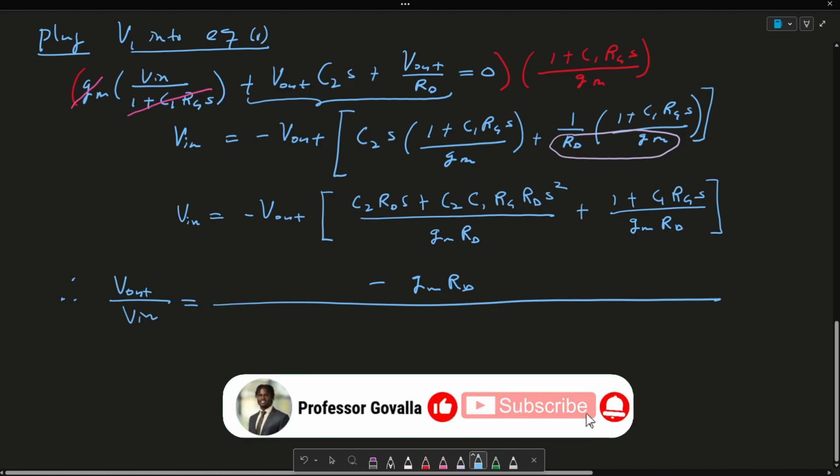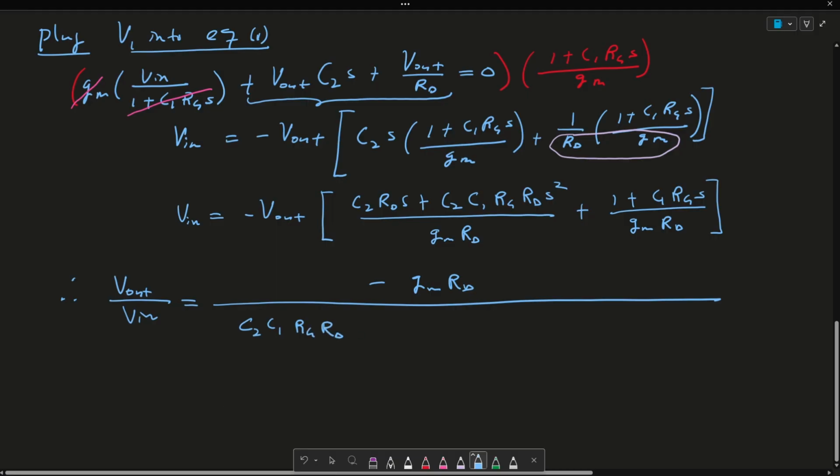And then I get in my denominator C2 C1 RGRD S squared, which again is this term right here, plus C2 RD plus C1 RG times S, which satisfies this and this. And then lastly, I just get plus 1. Okay, so this looks like a clean equation.